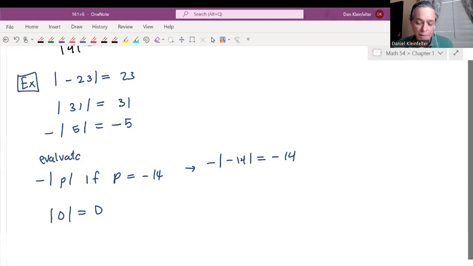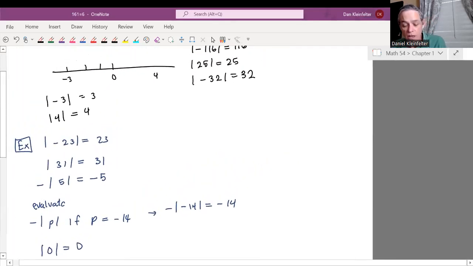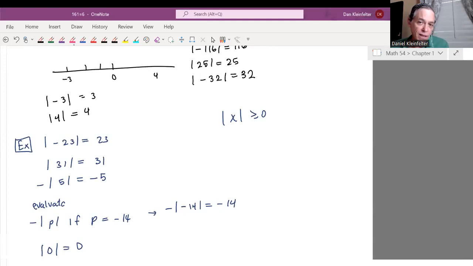And it's 0 units away. Okay, so this has been a quick look at absolute value. Remember that the absolute value of any number is going to be greater than or equal to 0. Absolute value measures the distance of a number from 0, and distance is always positive or non-negative.